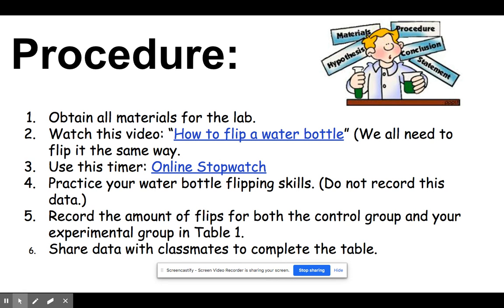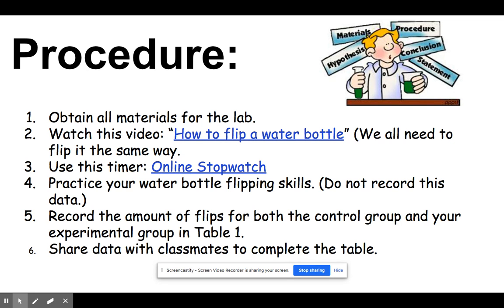I have a video about how to flip a water bottle. The reason we all have to watch this video, even though we all know how to flip a water bottle, is so that we're using the same hand technique, so it's considered a control. There's an online stopwatch timer I suggest you use because it's super easy. You can use other ones.